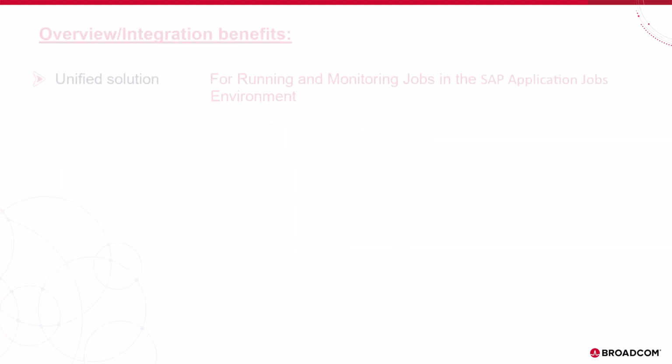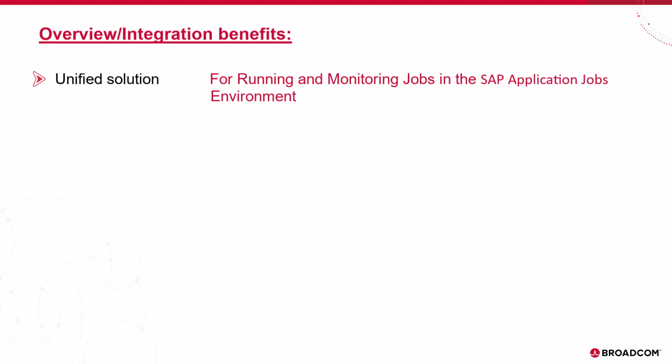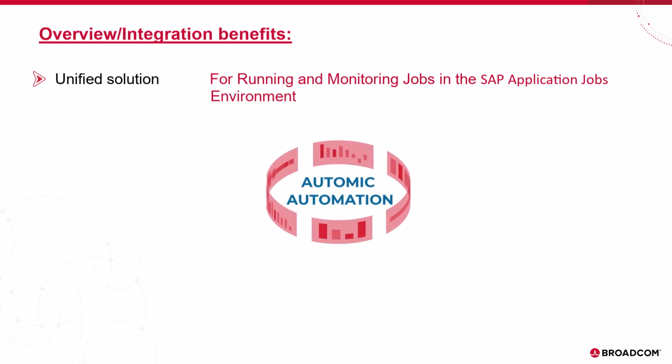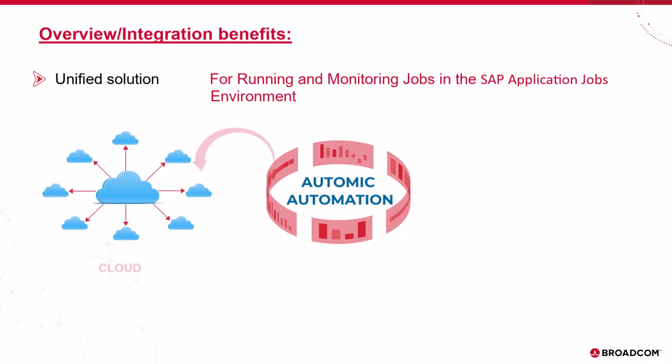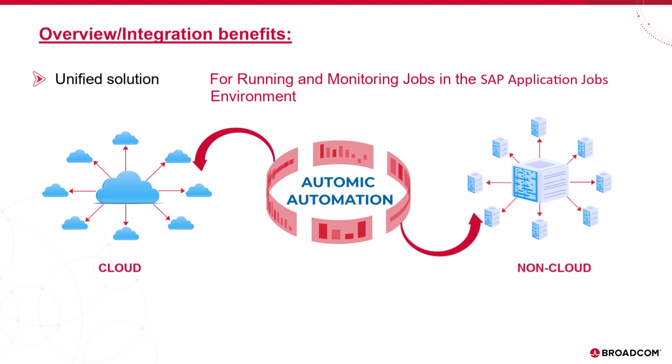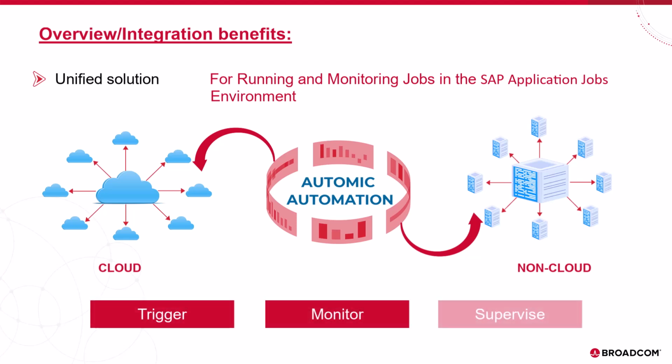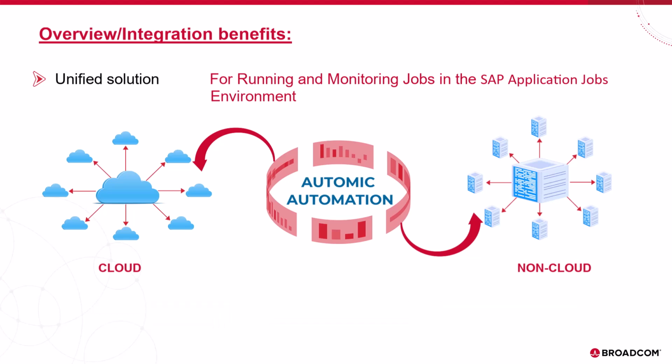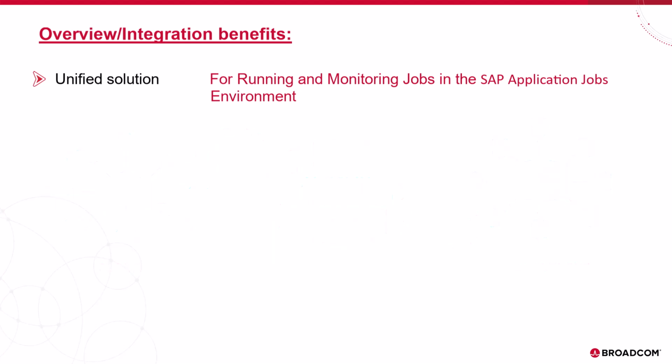Automic Automation plays a central role in orchestrating operations across multiple environments, including the cloud. Automic Automation synchronizes these processes with other, non-cloud operations. By integrating SAP S/4 HANA Application Jobs, we can configure process automation centrally in Automic Automation and then trigger, monitor, and supervise everything in one place. SAP application job processes can then be synchronized with all other environments routinely supported by Automic Automation.